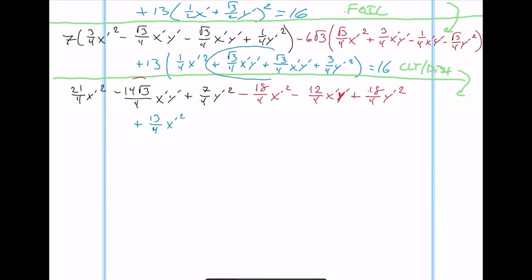I've got a root 3 and a root 3. That makes positive 2 root 3's. So that's positive 2 times 13 makes positive 26 square roots of 3 over 4. That's how many x prime, y primes we have. That's positive 26, and the other was negative 26, so that's why I knew that that needed to happen. And then finishing the distribution over to here, 13 times 3 makes positive 39 fourths of a y prime squared. And this is still equal to 16.